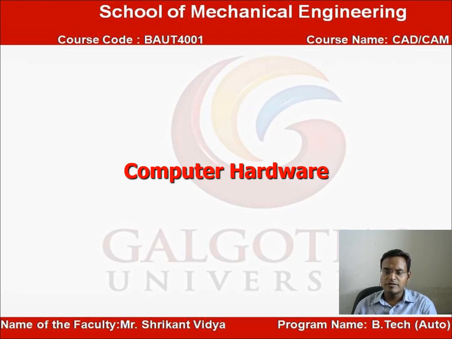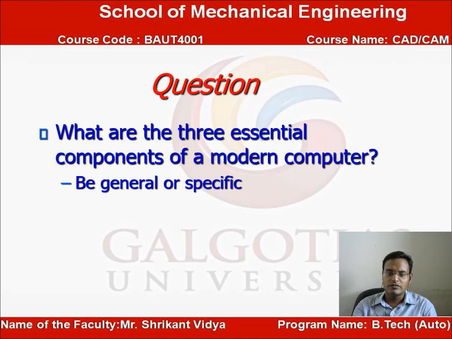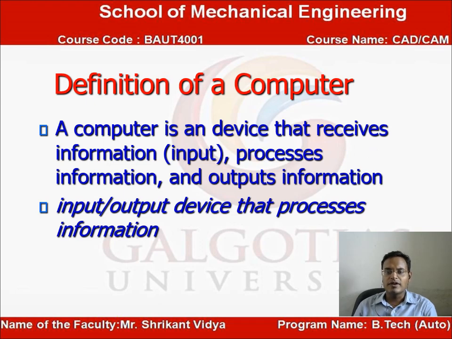So actually, what are the hardware and software requirements for CAD? We have discussed that for hardware we require input devices, output devices, and then the processing part. Then we require the software part, like CAD-CAM software packages, CATIA, AutoCAD. So what are the essential components of a modern computer? A computer is a device that receives information, the input, processes it, and outputs the information. So the requirement of input and output devices is there, and processing the information is also a requirement.